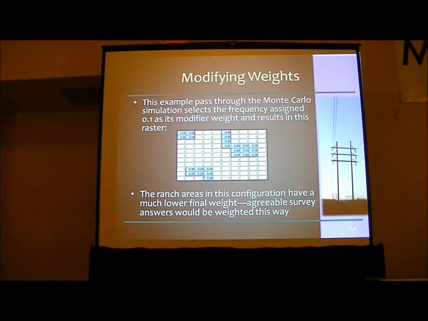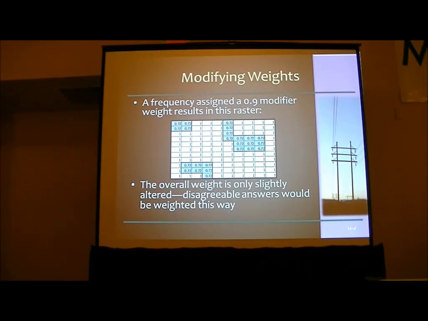But at the same time, we don't want the public attitudes to be ignored. So here's an example of a modifier weight of 0.1. Remember the actual utility weight is 0.8, so we've actually lowered this significantly. So agreeable answers in the survey would be weighted this way. In turn, a modifier weight of 0.9 only adjusts the utility's weight slightly. So disagreeable answers, if this question were asked, the branches would be weighted this way.